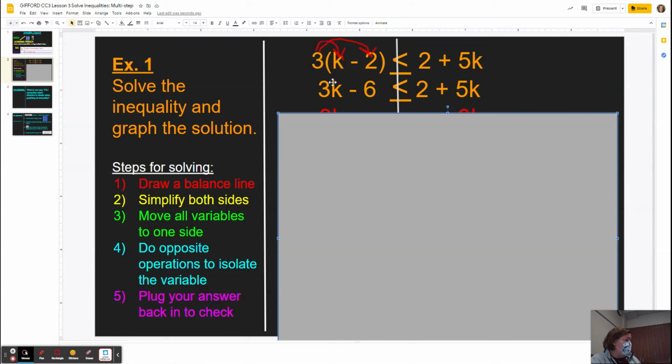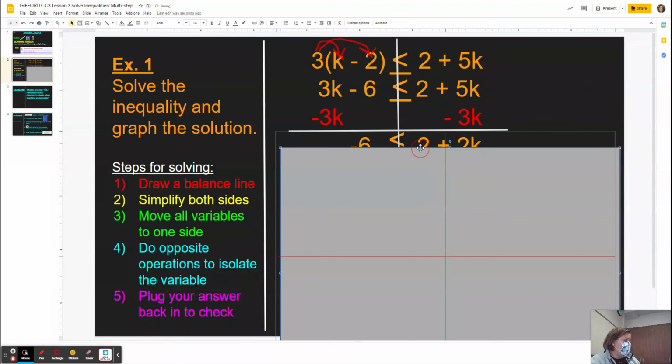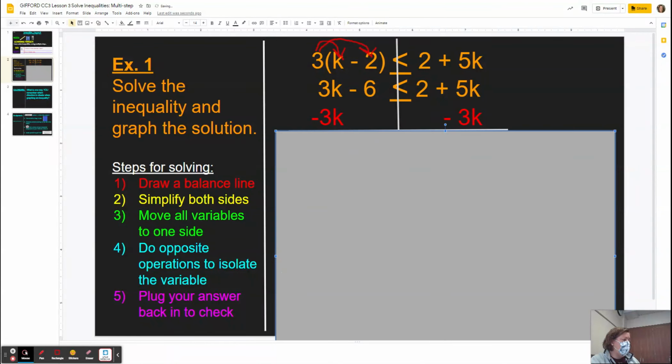So hopefully you are thinking, oh, let's move that 3k. And since 3k is positive, we are going to, you got it. We're going to subtract that 3k from both sides because what ends up happening, or the reason why we do it, is that it makes this turn into a 0 pair.